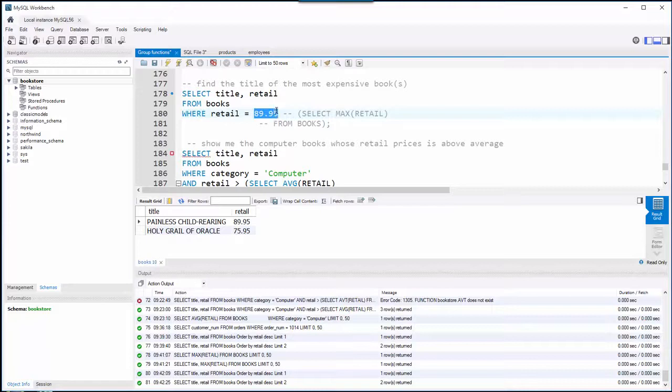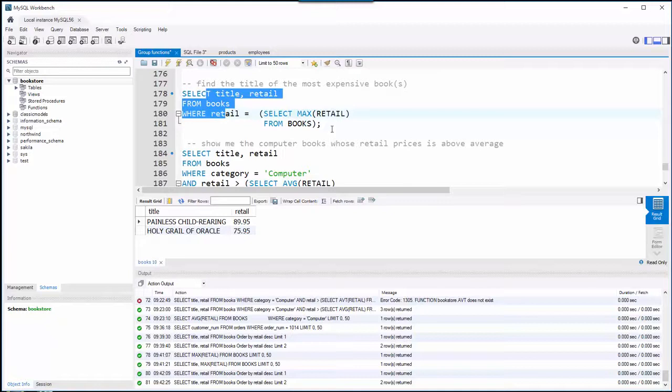But of course, as your database is kind of a living structure with data coming in, possibly data going out, that price might change. And so I don't want to what's called hard code the $89.95. I am going to have a query that finds, as of today, what our highest price is. And now this query says, show me all the books that have that price.